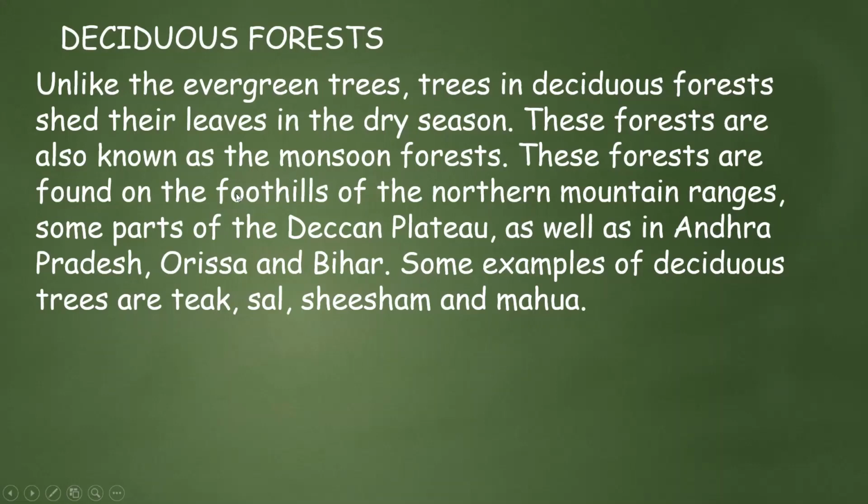Let's read together once again. Unlike the evergreen tree, these deciduous forests shed their leaves in the dry season. These forests are also known as the monsoon forests. These forests are found on the foothills of the northern mountain ranges, some parts of the Deccan Plateau, as well as Andhra Pradesh, Orissa, and Bihar. Some examples of deciduous trees are teak, sal, shisham, and mahua.